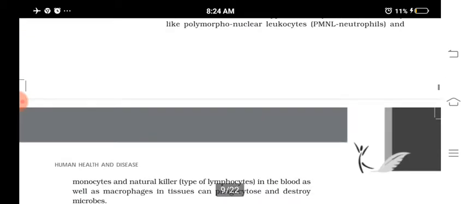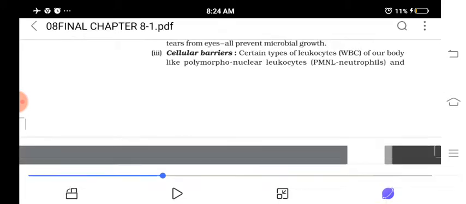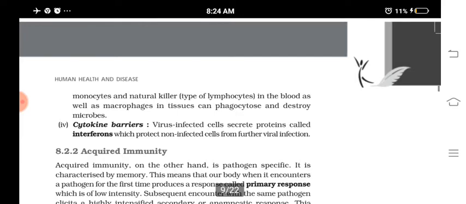Cellular barriers include leukocytes, then polymorphonuclear leukocytes, PMNL, neutrophils. Then monocytes, then natural killer type of lymphocytes. All these are WBCs or leukocytes. Then macrophages in the tissue. These are cellular barriers. Cells just engulf the microorganisms. If they find any microorganism, they simply engulf them. This kind of barriers are known as cellular barriers.